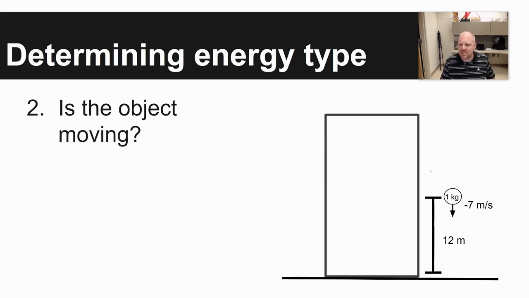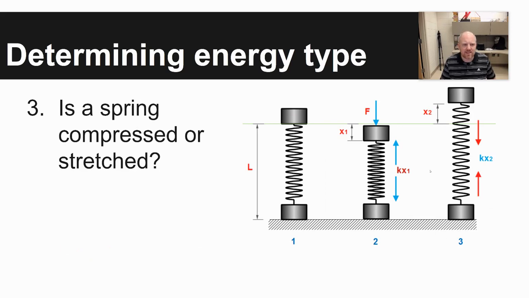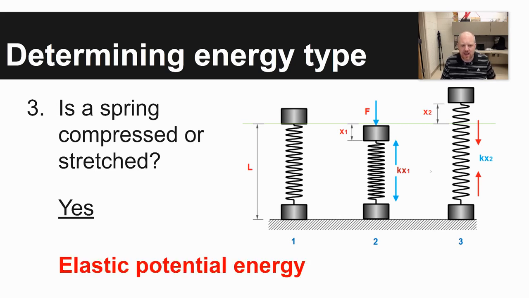Second question I'd ask is, is the object moving? If yes, then you have kinetic energy. A third question that you can ask is, is a spring or something being compressed or stretched, be it a bungee cord, spring, anything else? If yes, you have elastic potential energy. What I would always try to do first is figure out what type or types of energy you're dealing with.